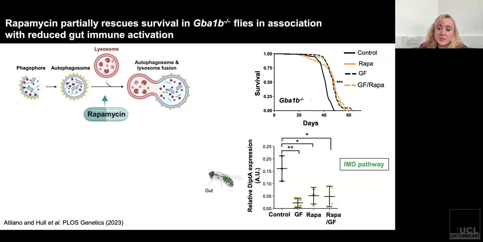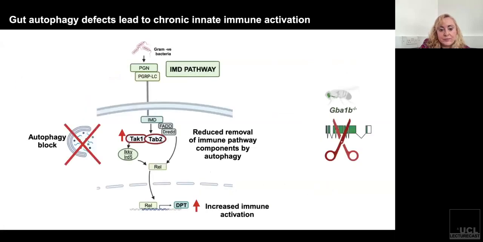Moreover, what was most surprising was that if we raised GBA knockout flies under germ-free conditions and also treated them with rapamycin simultaneously, that this had no additive benefit on lifespan, consistent with both interventions acting in the same pathway. And we saw a similar effect also in terms of these treatments on the innate immune response in the gut wall of GBA knockout flies, with all treatments reducing it, but no additive benefits from the dual interventions.